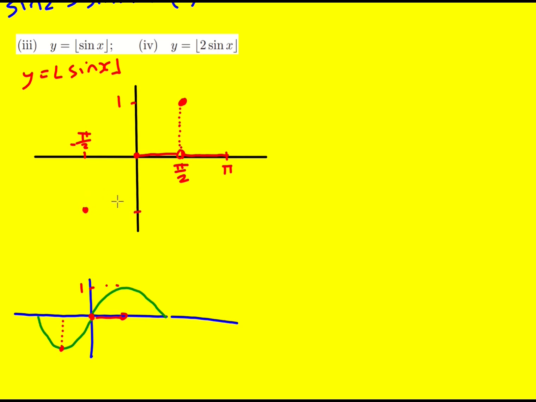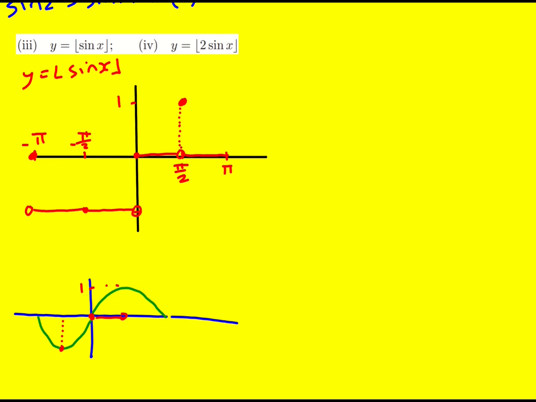But actually, because of the floor function, it's also going to be minus 1 for all of these values. So there's going to be an open circle here, then it's going to be going along. And then actually it's going to carry on all the way to minus pi, because it's between 0 and minus 1. It's going to jump back to 0 here.